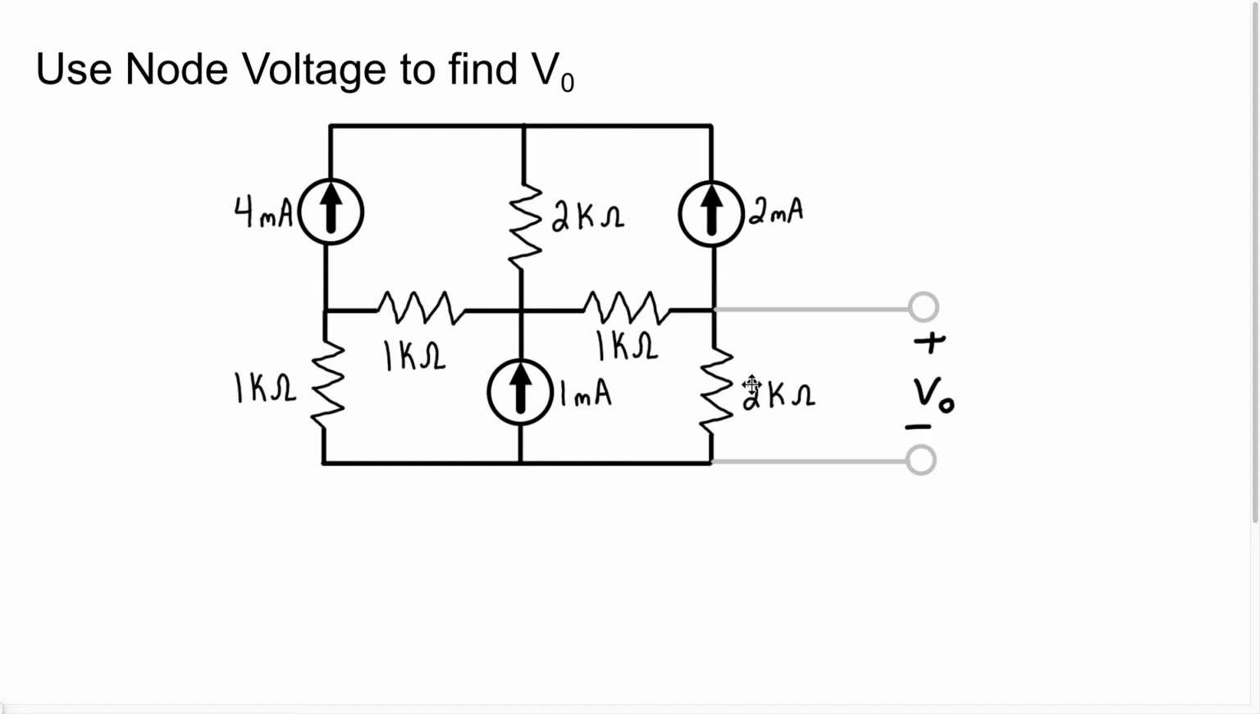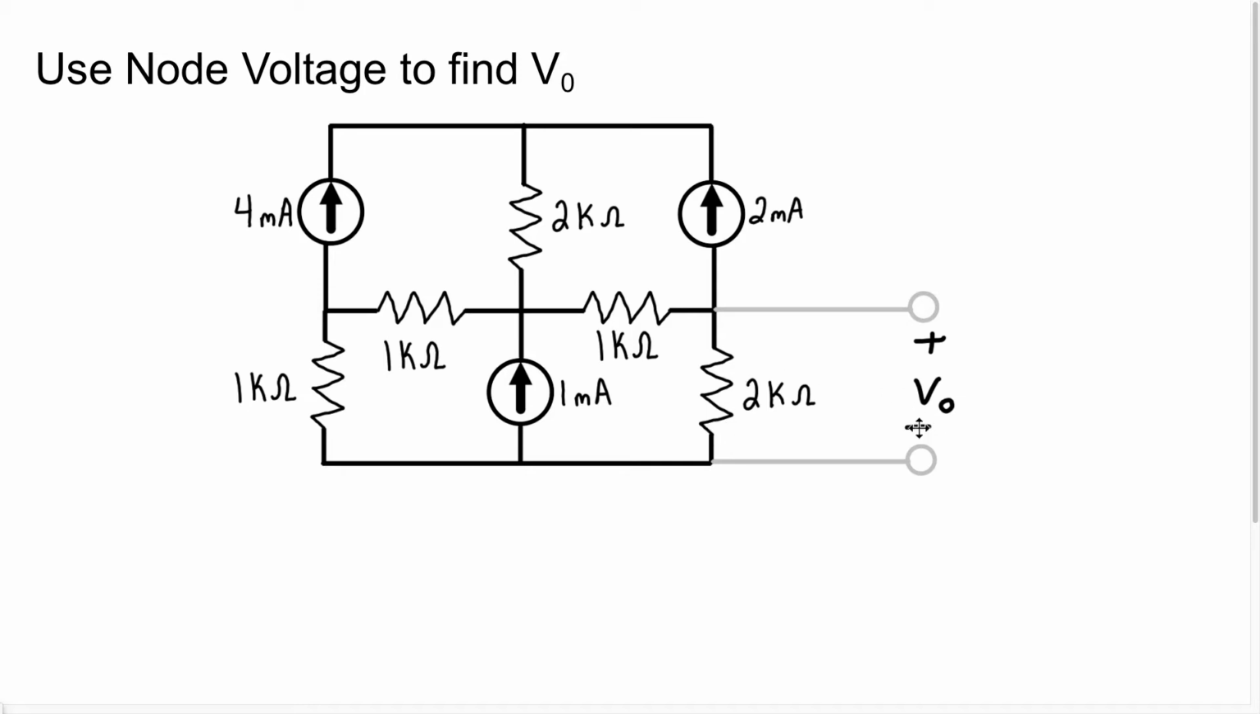Now let's solve this problem. It says use node voltage to find VO. Now where is VO in this circuit? Well, we know VO is the voltage across this 2K resistor, right? So we're going to be using node voltage in this particular problem to find the value of VO.